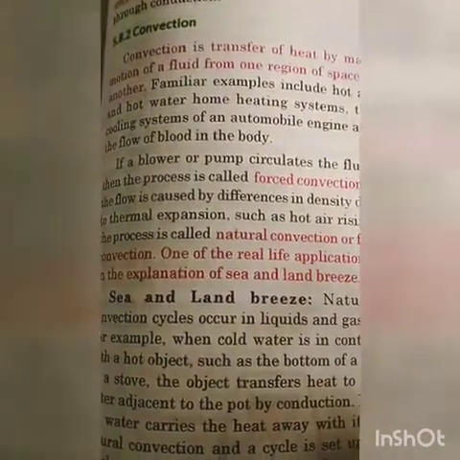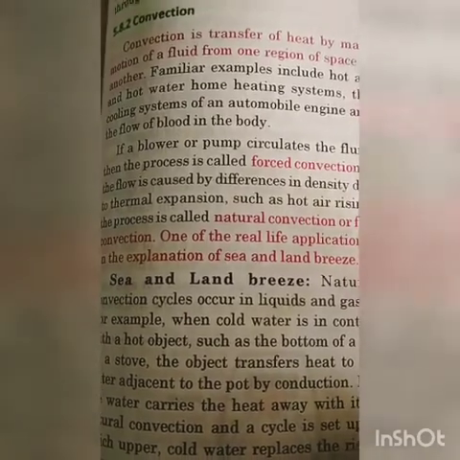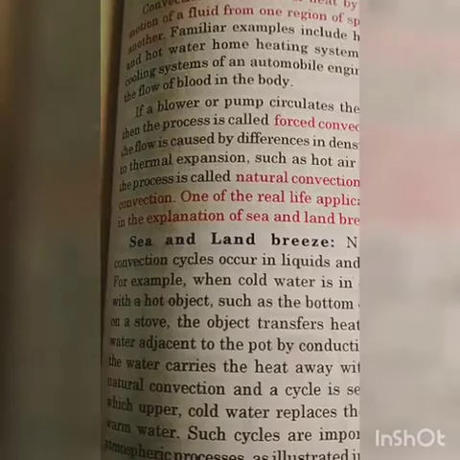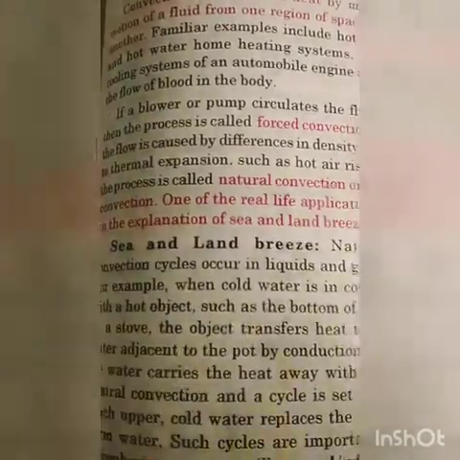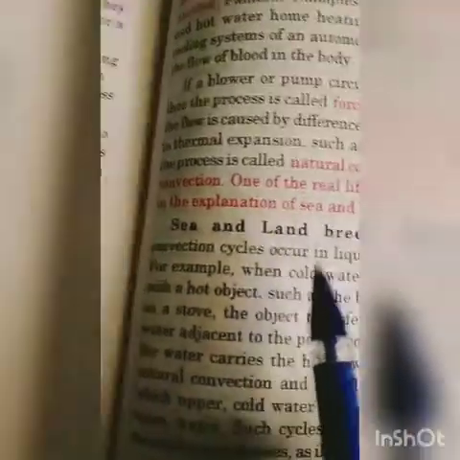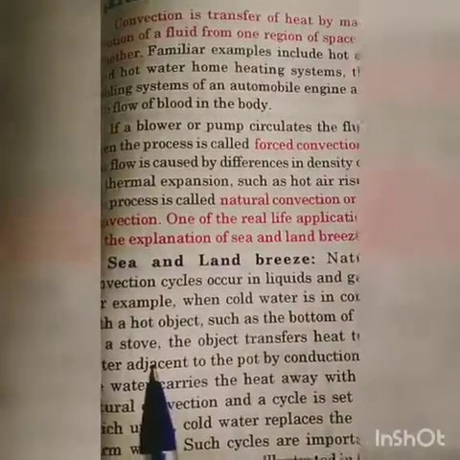Now, this same process is used by nature also, and if you are in a coastal area, there are land breeze and sea breezes. So how are these sea breeze and land breeze formed?